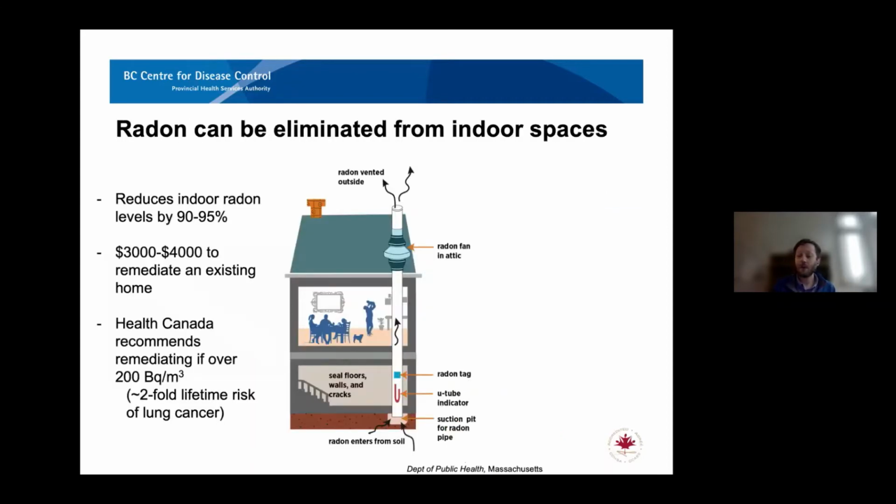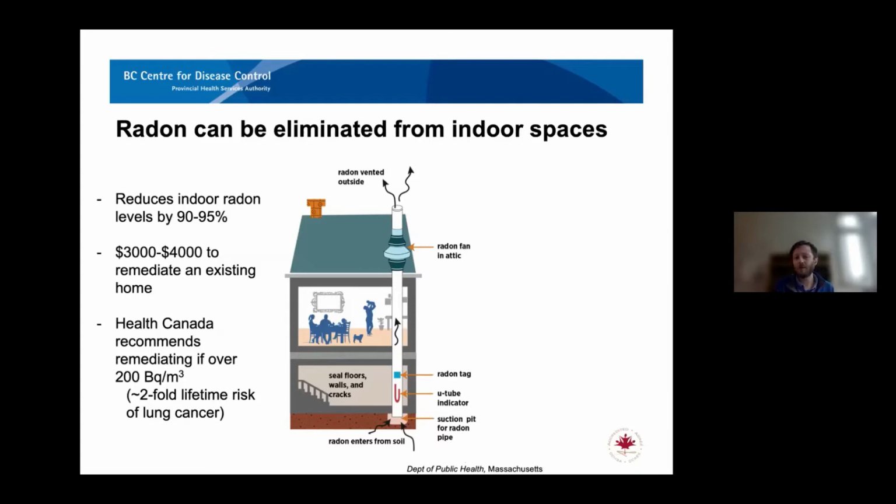So the good news is radon can be eliminated from indoor spaces. And you can see a diagram of that here in this home. An exhaust system can be installed through the floors of the home, beneath the subfloor, into the foundation, or into the subsoil below the foundation of the home. And you can really exhaust radon up and out into the outdoor environment where it's harmless. And this can reduce radon quite effectively by between 90 and 95%.